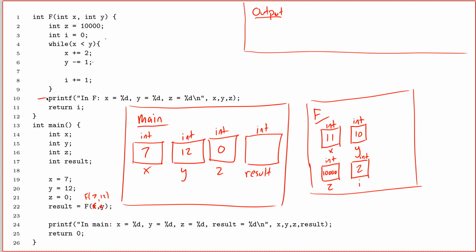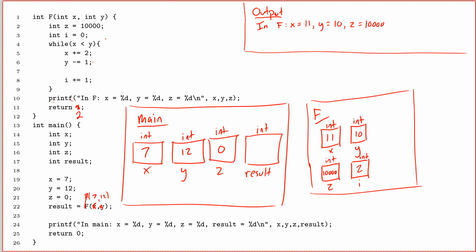And so we head down to line number 10, and we generate our first line of output. In f, let's see, x equals, and we're inside this scope here still, x equals 11, y equals 10, and z equals 10,000. And we don't print out i. It turns out the value of i was sort of useless to this point, but we'll notice on line number 11, the next line, we do use it. So return the value of i. So what's the value of this expression i? Well, it is 2. So that means we're returning the value 2.